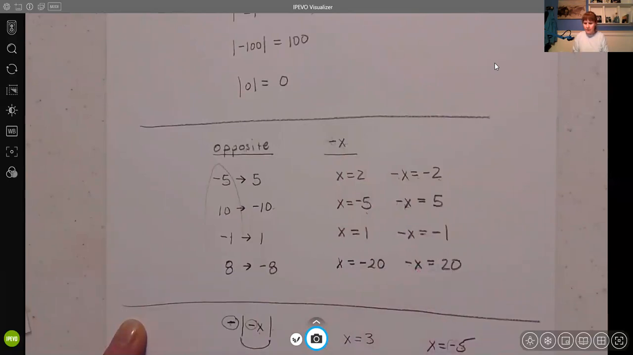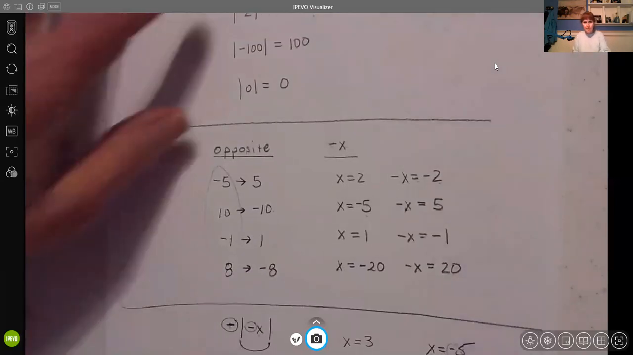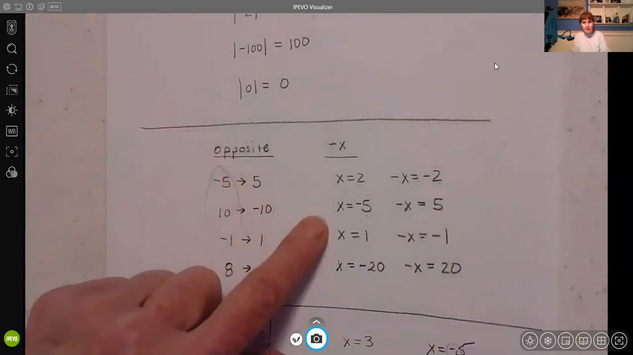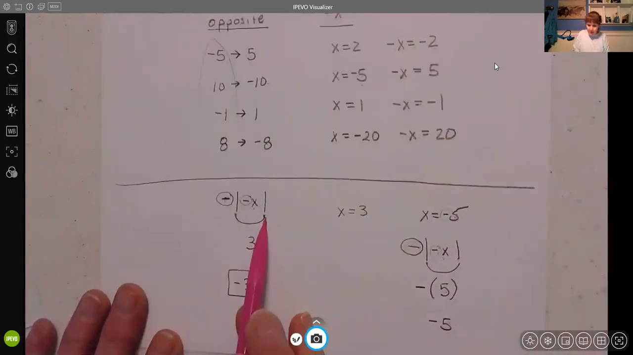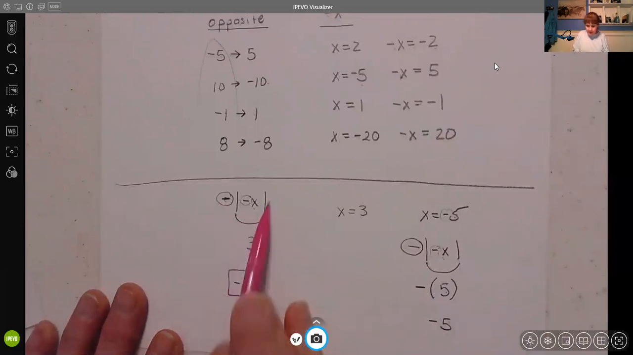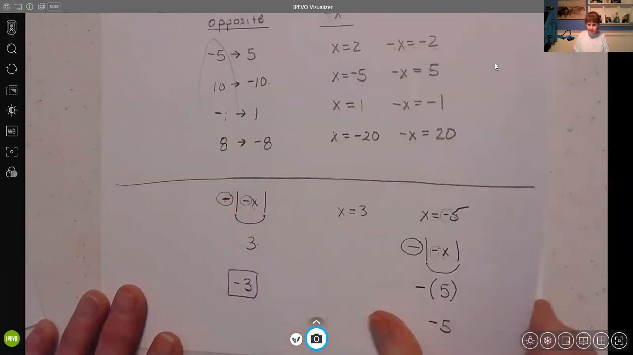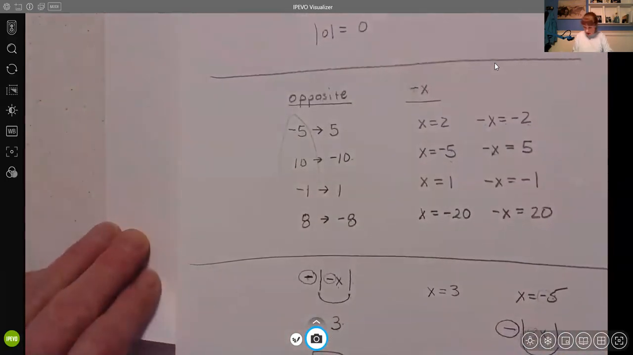All righty. And then they put the two ideas together with absolute value and the opposite. And so we found out that absolute values are positive. So the opposite of a positive is always negative. This will always be a negative. All right. That pretty much covers section 2.1.